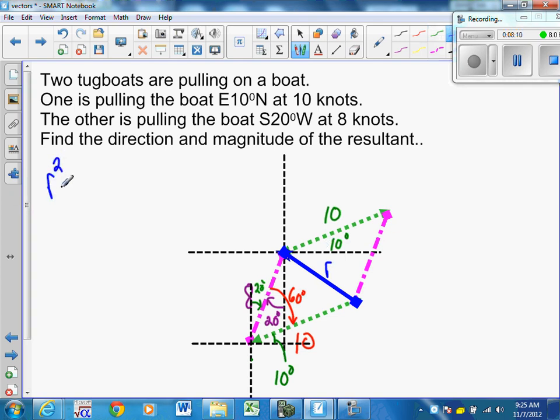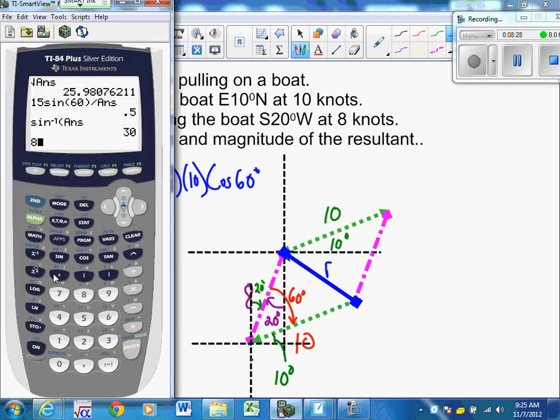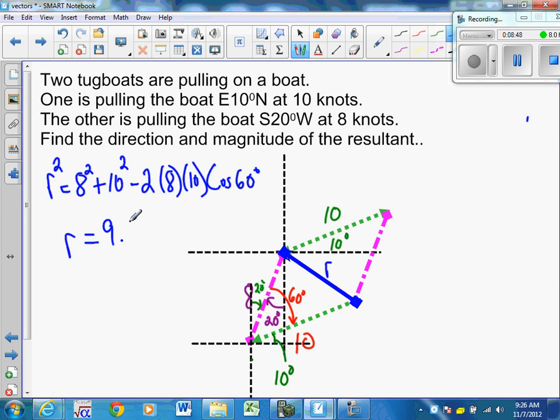To find R, once again, R squared is 8 squared plus 10 squared minus 2 times 8 times 10 times cosine of 60. And if we do that on a calculator, 8 squared plus 10 squared, and take the square root, the answer is 9.165 knots.